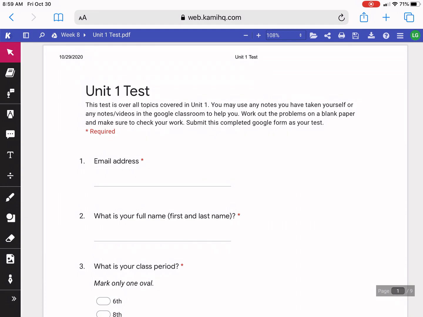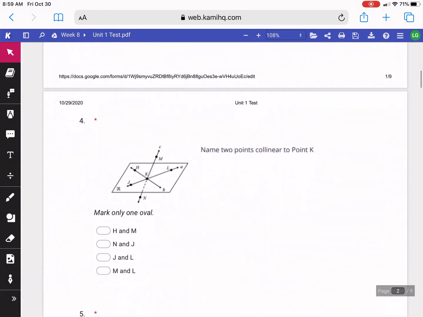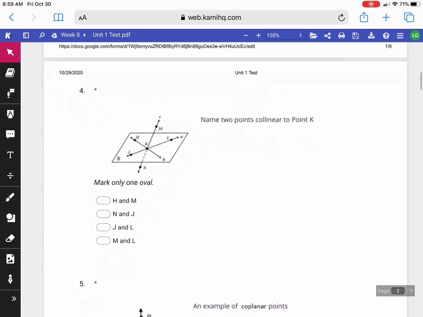So the Unit 1 test was all over intro to geometry, points, lines, planes, angles, etc. We're going to go ahead and look at some of the problems here, and then I will be going over the problems that were the most missed or common mistakes for you all.